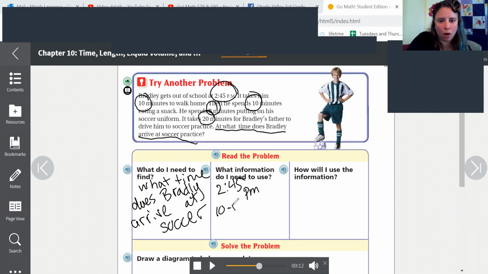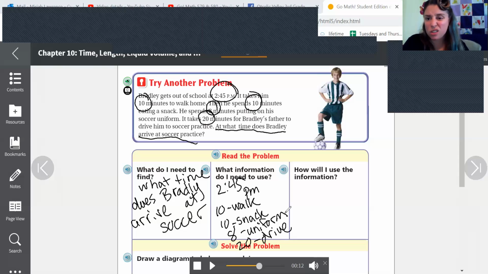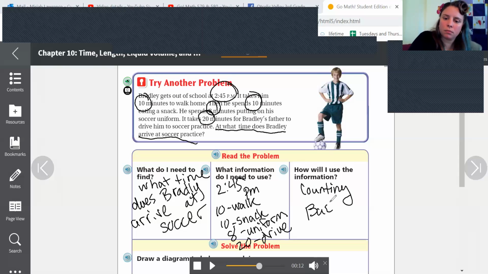We got 10-minute walk. We got 10-minute snack. You see how I'm writing notes? We do this all the time. 8 minutes uniform. And then a 20-minute drive. Okay, so I'll use this information by doing what? We're going to count backwards on our number line. Okay?